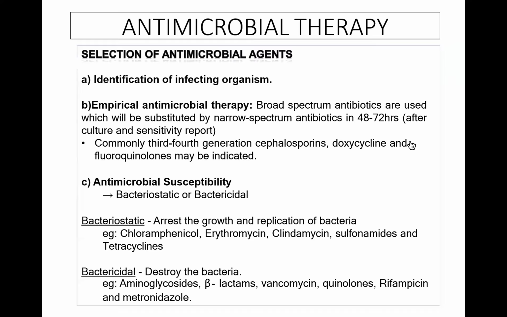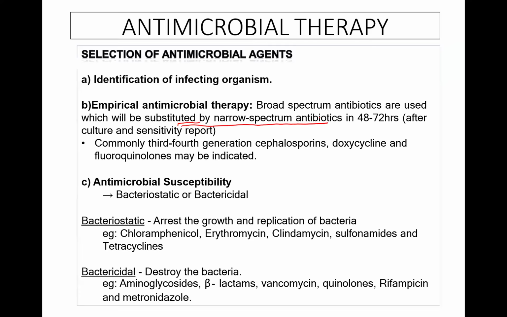So it really helps, right? When the infecting agent is not identified, a broad spectrum antibiotic is really helpful. So we will give this medication at the beginning. And right after the culture and sensitivity report, we can substitute it with a narrow spectrum antibiotic. Commonly, third or fourth generation cephalosporins, doxycyclines, and fluoroquinolones are all given as broad spectrum antibiotics.